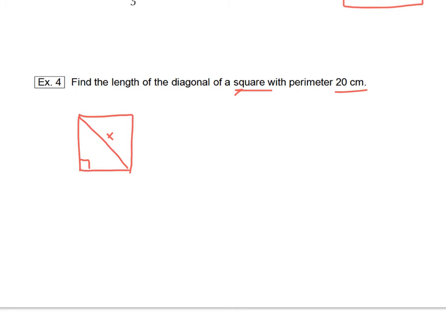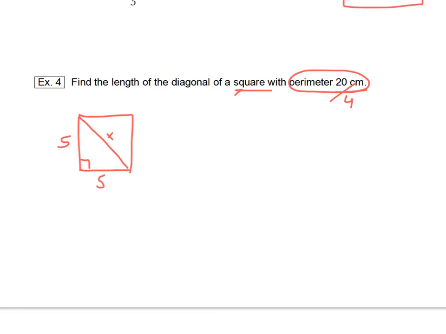And then they told us that the perimeter is 20 centimeters. Well, remember, perimeter is if you add up all 4 sides, and in a square, all 4 sides will be the same length. So if you take that 20 and divide it by 4, each side length is 5. So there's our right triangle. We've got 2 legs of 5, and then our hypotenuse is x.